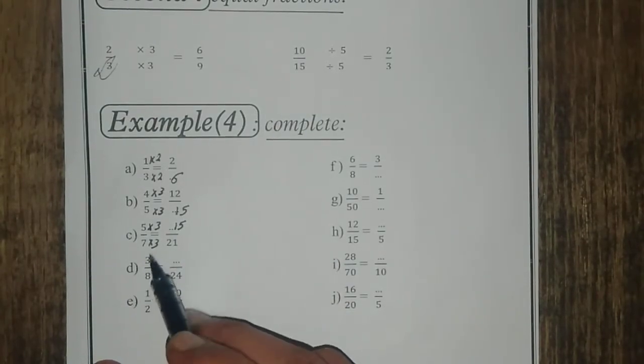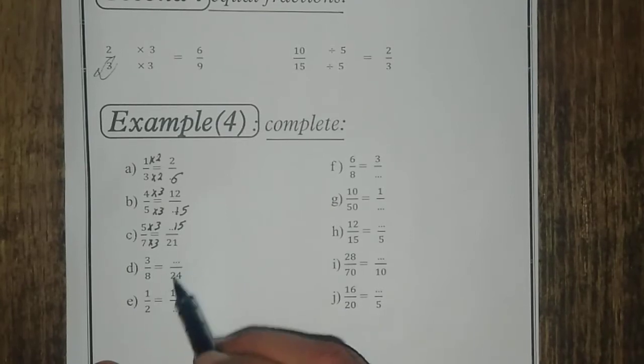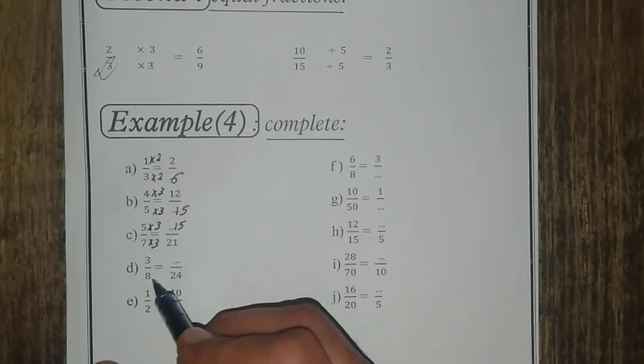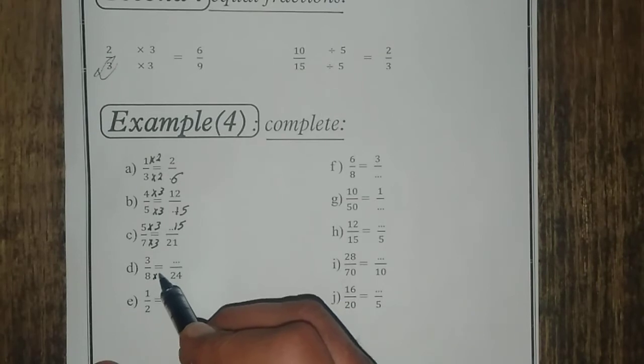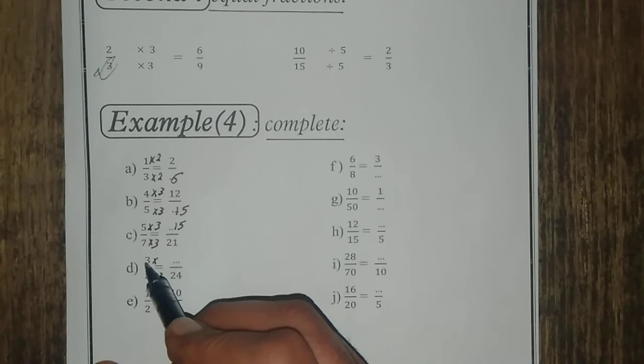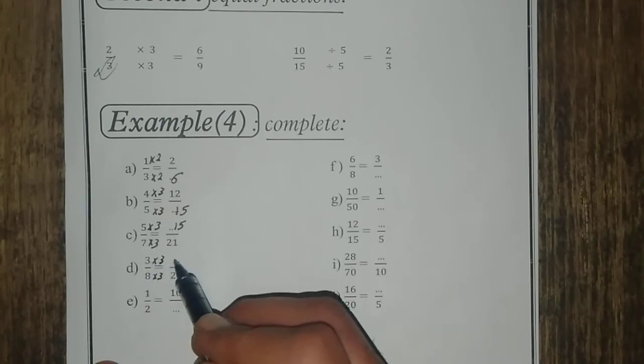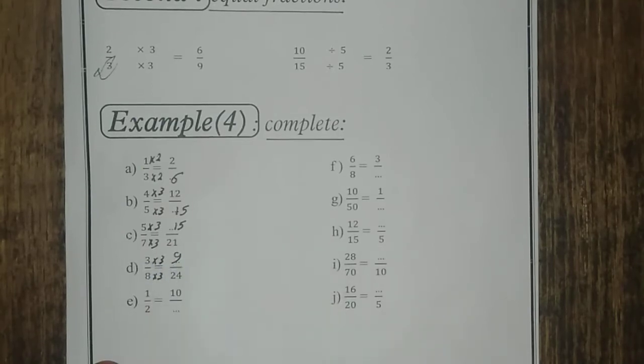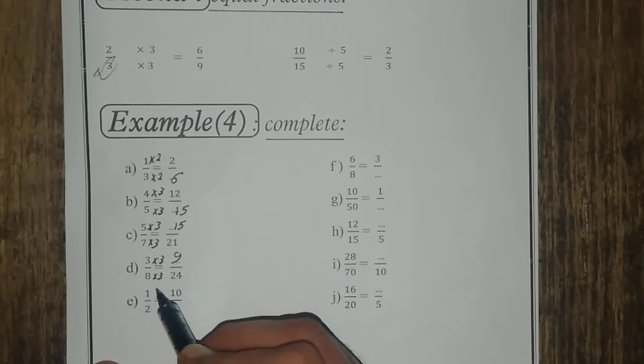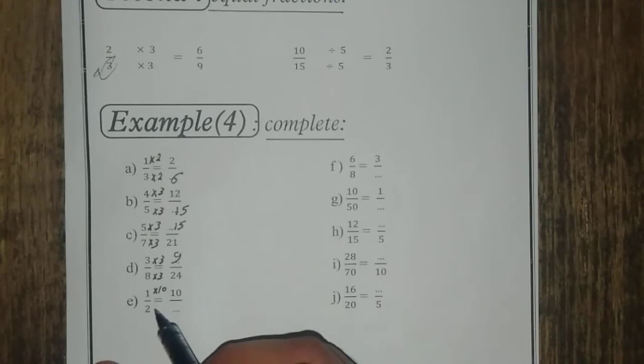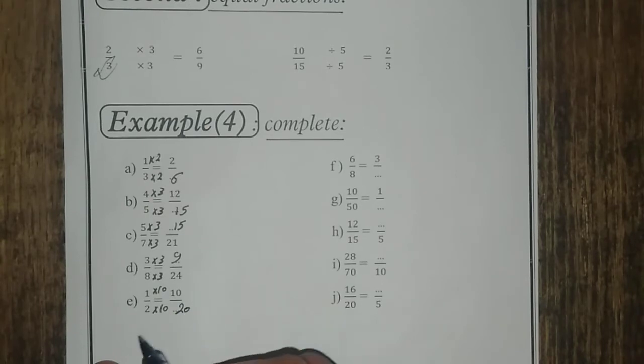Number D, 3 over 8 equals what over 24? 8 becomes 24. 8 times 3 equals 24. We must multiply the numerator. 3 times 3 equals 9. Number E, 1 over 2 equals 10 over what? 1 becomes 10. We multiply 1 by 10. So we multiply 2 by 10 equals 20.